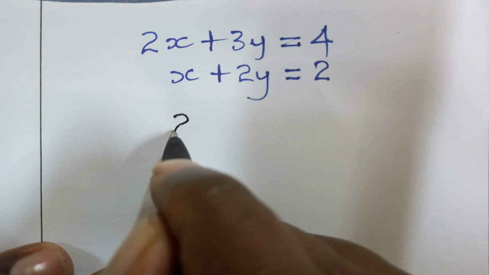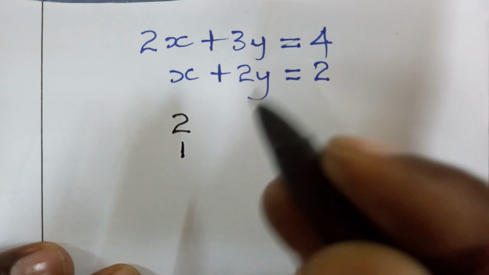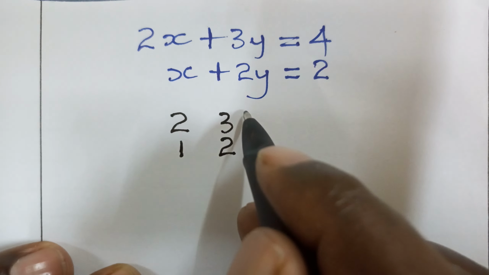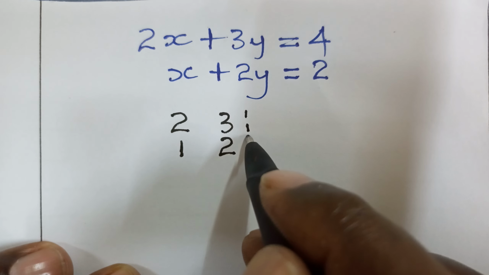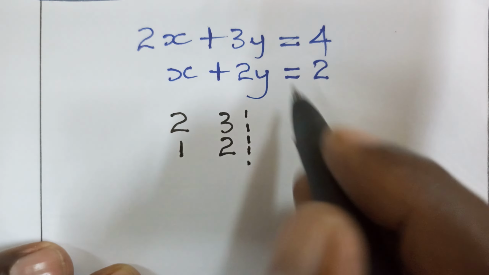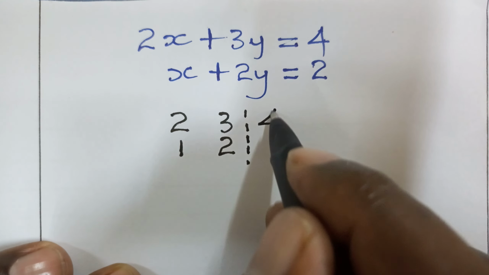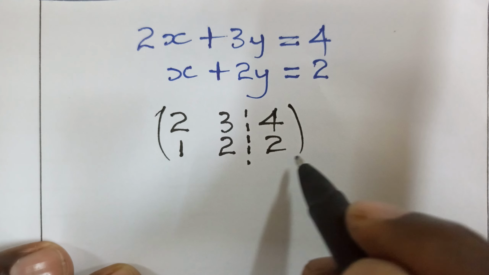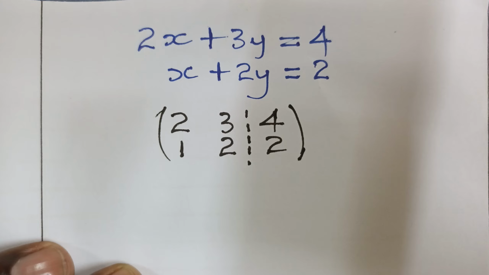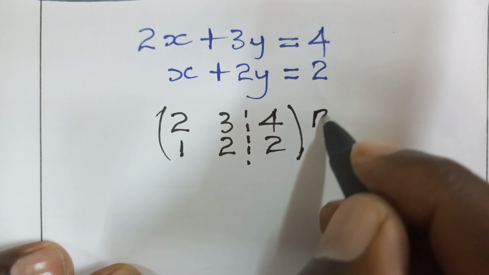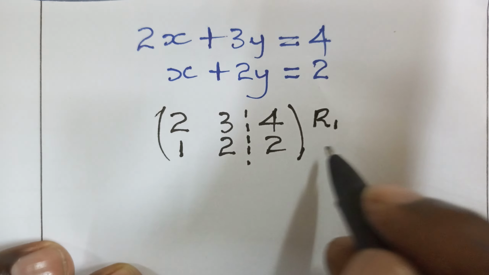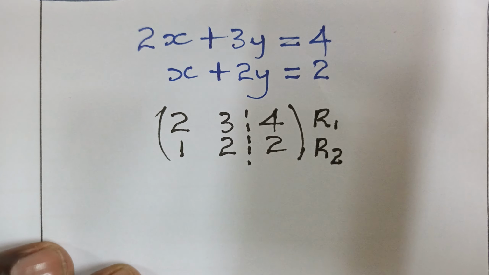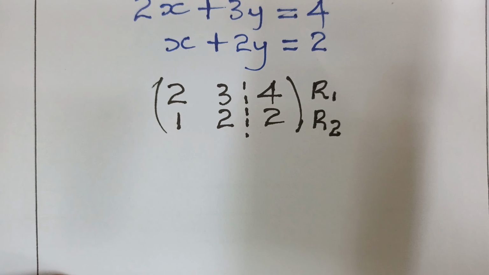This can be written as 2, 1, then we have 3, 2, and I can draw a dotted line right here and write 4, 2. So guys, this is how it is represented. This is now going to be row 1 and this is now row 2. So guys, we now come to work out the question.